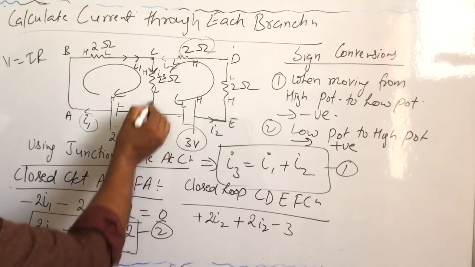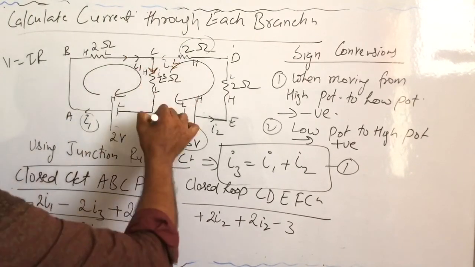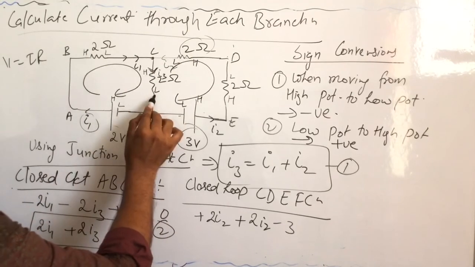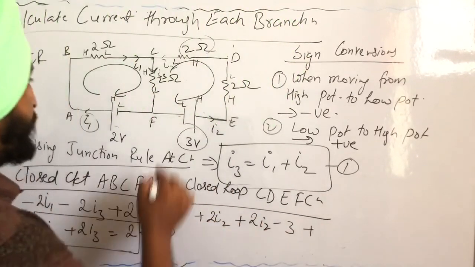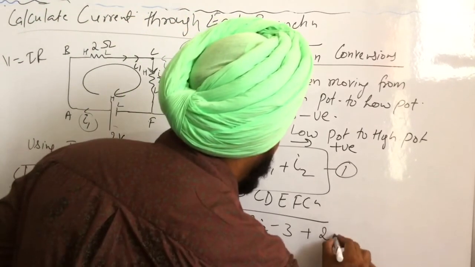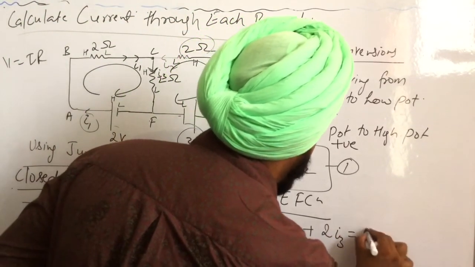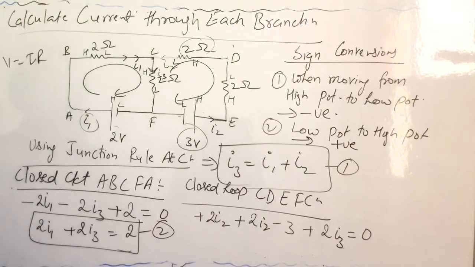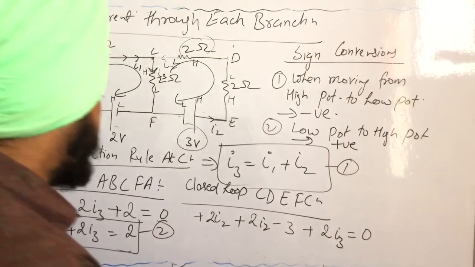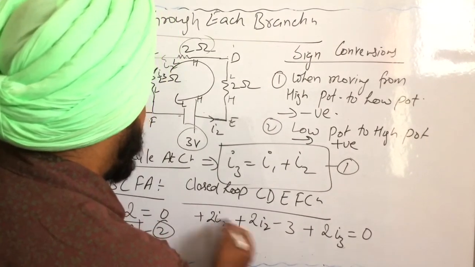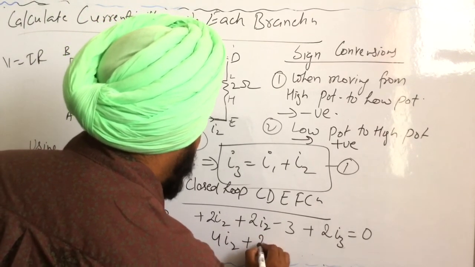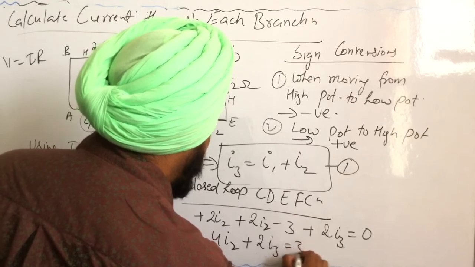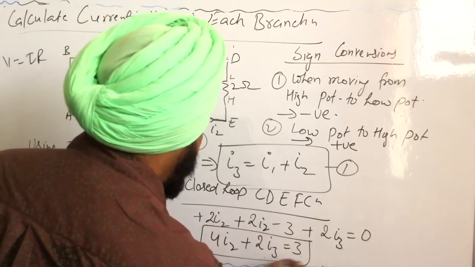And then I am going in upward direction. So when I am moving in upward direction, I am actually moving from L to H, low to high. So my sign would be positive, and it would be 2 into I3. This entire value is equal to 0. So from here you can write the things as 2 plus 2, 4 I2 plus 2 I3 is equal to 3. So this is your equation number 3.